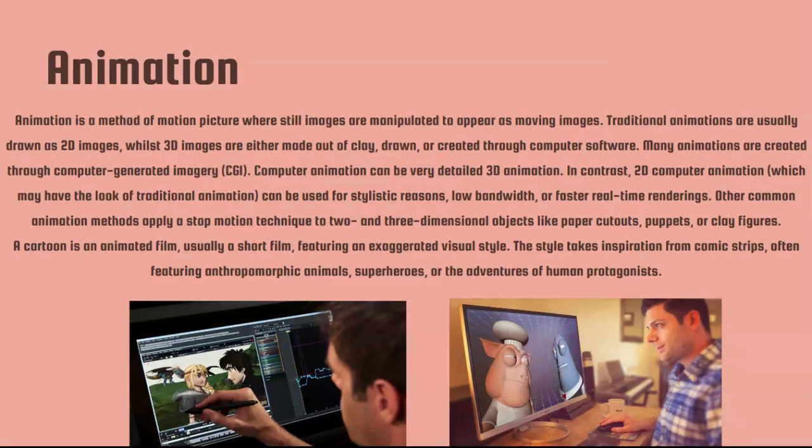So other common animation methods apply a stop motion technique to two to three dimensional objects like paper cutouts, puppets, or clay figures, as mentioned. They're one of the few ways you can use animation to tell your animated stories.